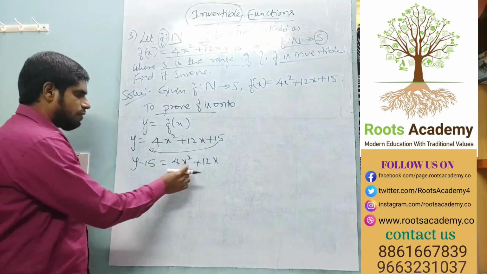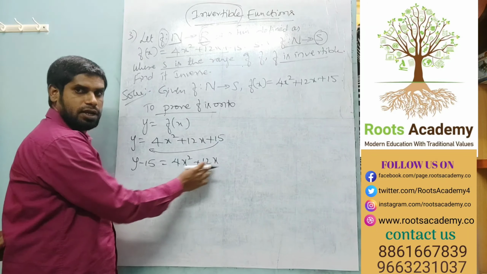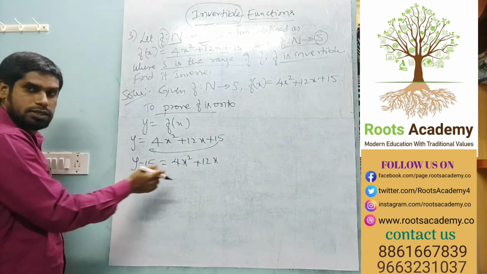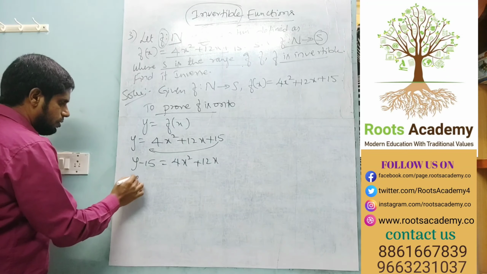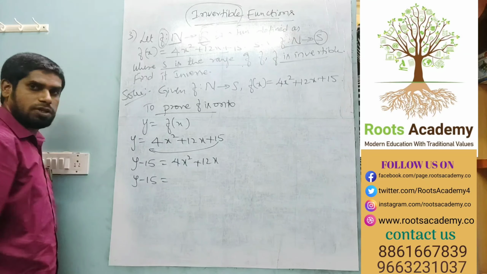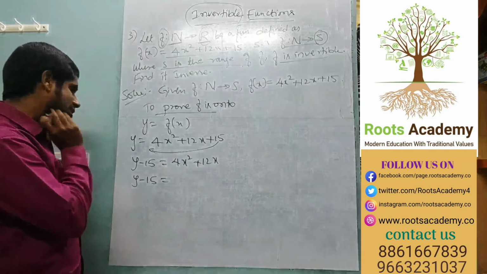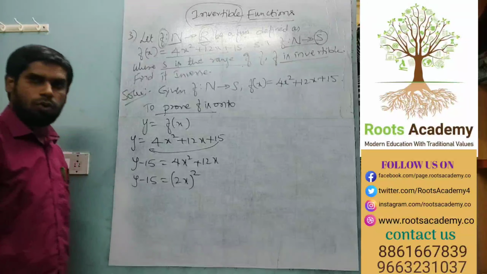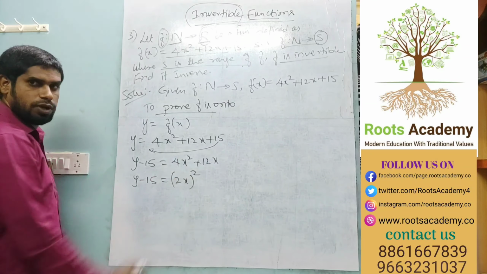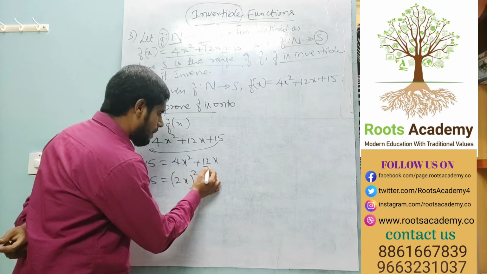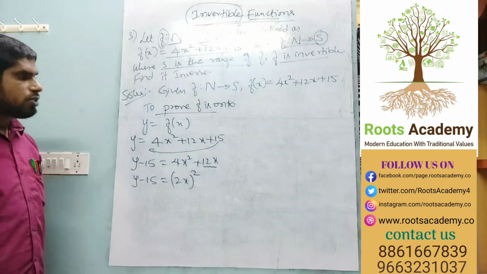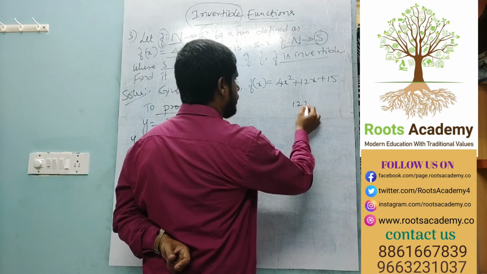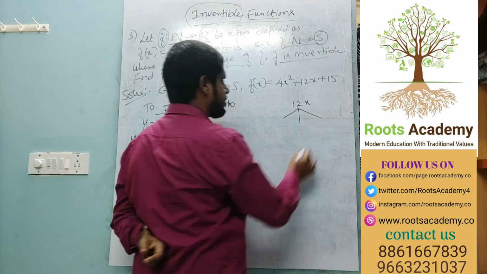Now student, here I will use the completing square method concept, or not the completing square method concept, I will tell you the technique. Y minus 15 is equals to, here, 4x square can be written as 2x whole square. This 12x we should split in 3 factors.